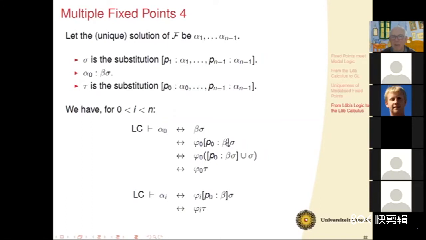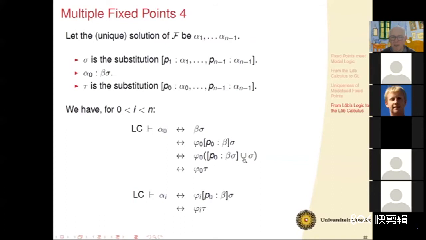So that's that step. But now we have first one substitution and then a simultaneous substitution. If we first substitute beta for P zero and then do sigma, that's the same thing as if we simultaneously do a substitution of beta where we apply sigma to beta, and simultaneously the rest of sigma, right? Remember that sigma was a substitution for p1 to pn minus 1. So the subsequent substitutions can be translated to a simultaneous one.